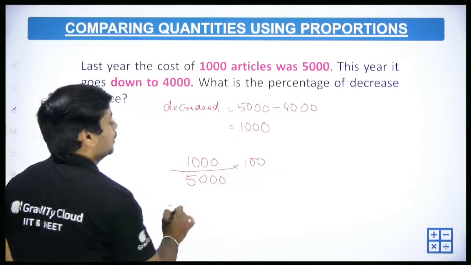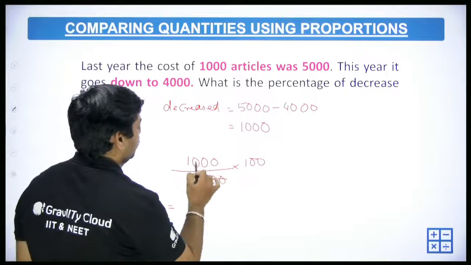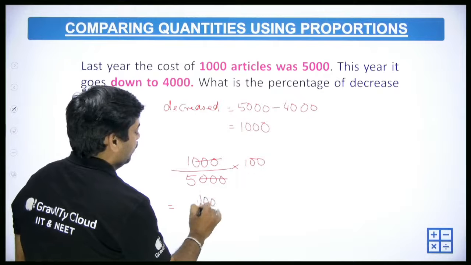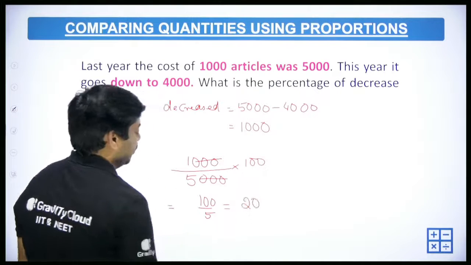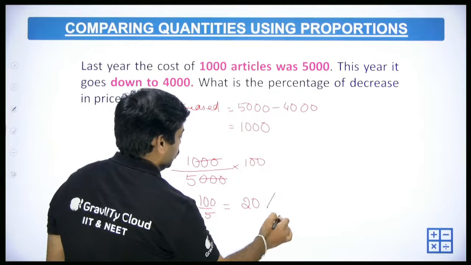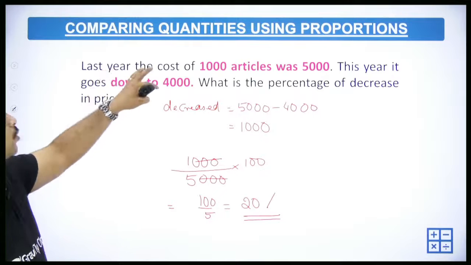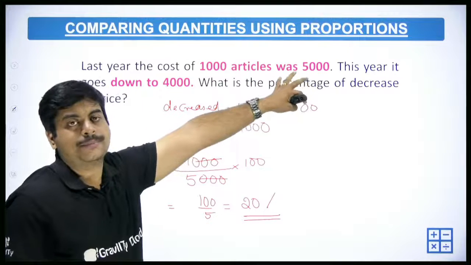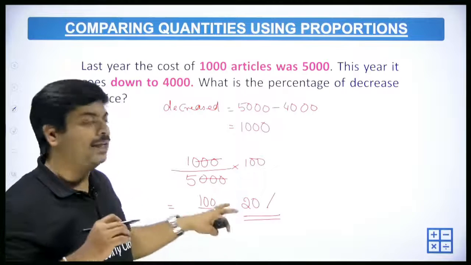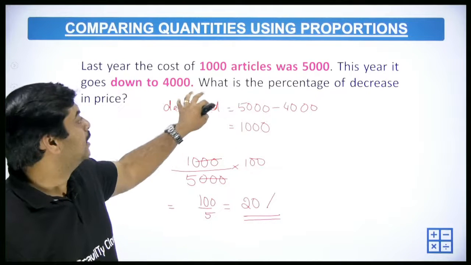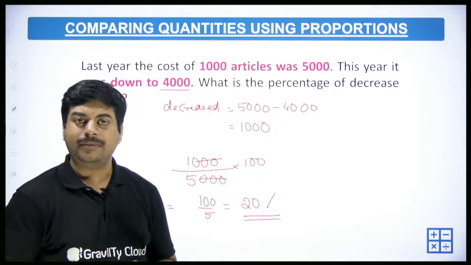That is how you calculate the percentage. Percentage is always with respect to 100. So 000 and 000 get cancelled, so it is 100 by 5, which is 20%. What is the meaning of that? Last year the cost of 1000 articles was 5000, now from 5000 it got reduced by 20%, and finally the present cost is 4000 rupees. Understand?